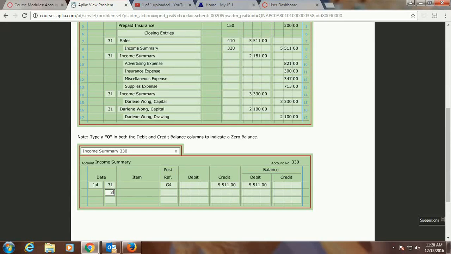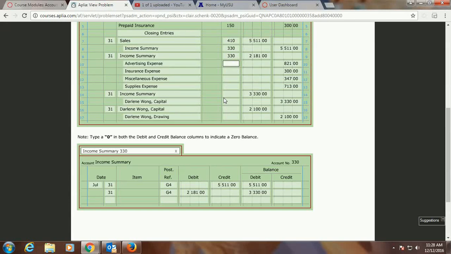So in the next line, we're still in income summary, and I'm going to take the 2,181. That's a debit. That leaves me a balance of 3,330, because I took the 5,511 minus $2,181. That number is also recognizable. It's the same number as our net income, which is an indication of that taking place.